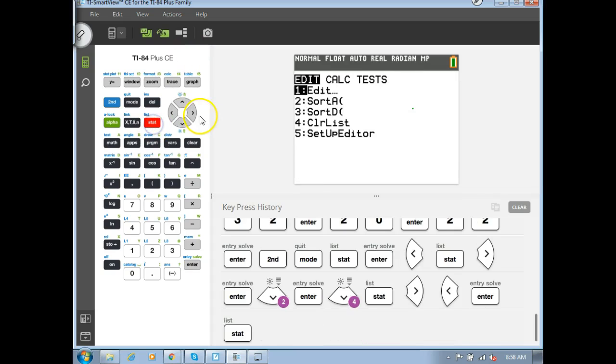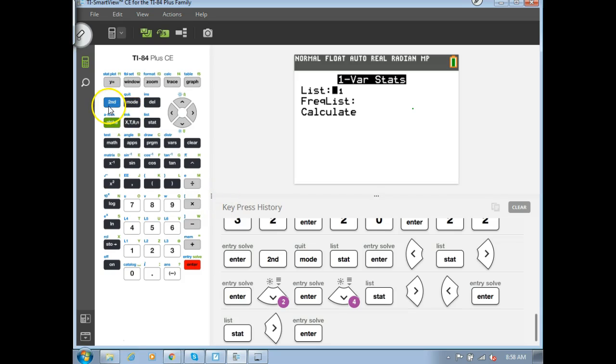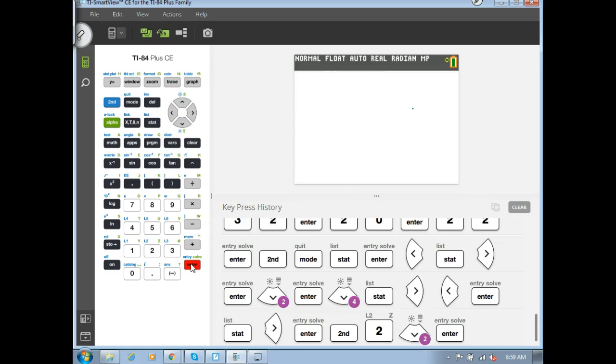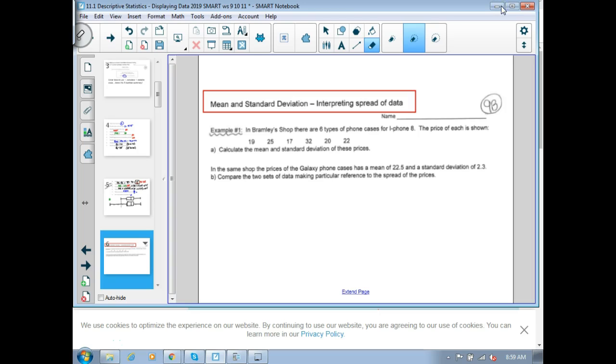So when I go to stat, one variable stats for calculation, I have to remember that my data is in list 2, so I have to pull up list 2. There's no frequency list. Let's calculate it. The average, or the mean, is sitting right there, 22.5, and let's just call the population standard deviation 4.92. On my key, I'll also write down the other one, but I'll put a little X through it so you know it's not the one we're looking for today. Jot down that data. 4.92 is the standard deviation that we're looking for.